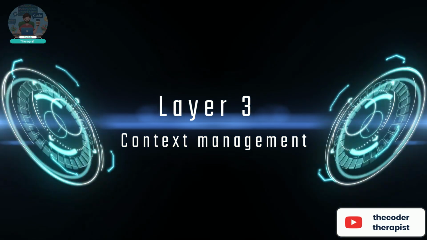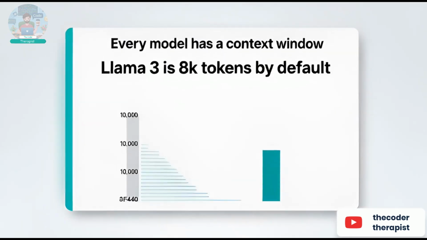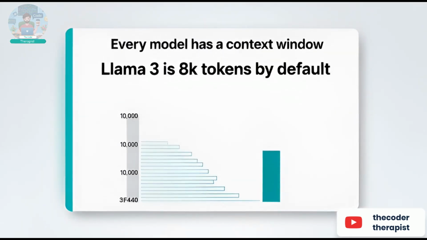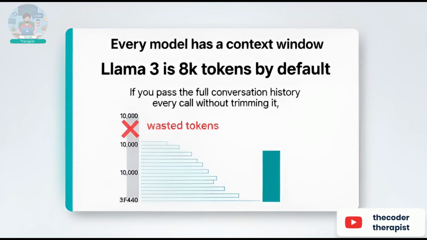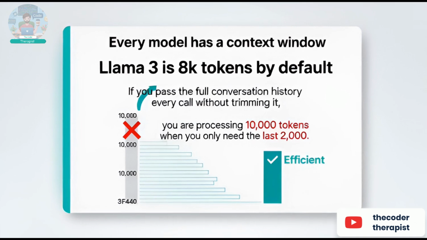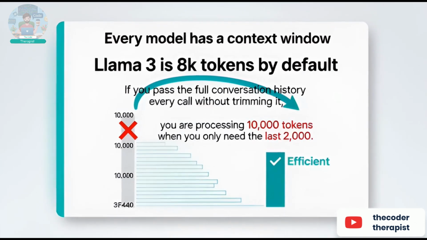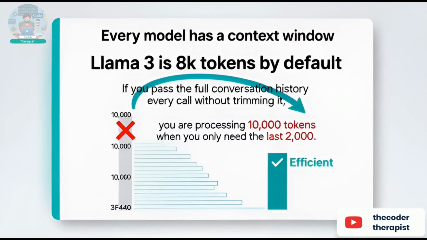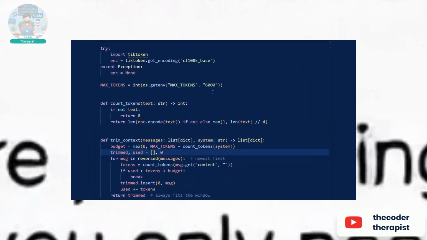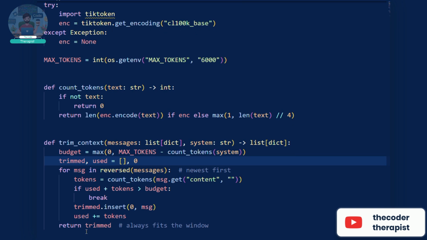Context management. This is where most tutorials completely fail, and where you bleed performance. Every model has a context window. Llama 3 is 8,000 tokens by default. If you pass the full conversation history, every call, without trimming it, you're processing 10,000 tokens when you only need the last 2,000. Use a sliding window, keep the system prompt, keep the last n messages, summarize the rest.